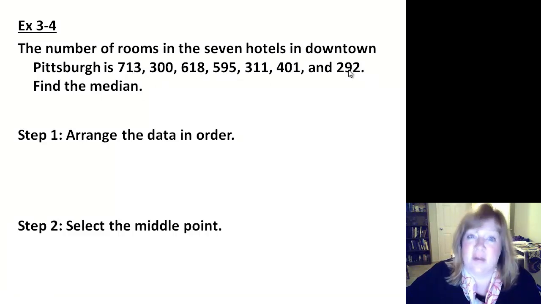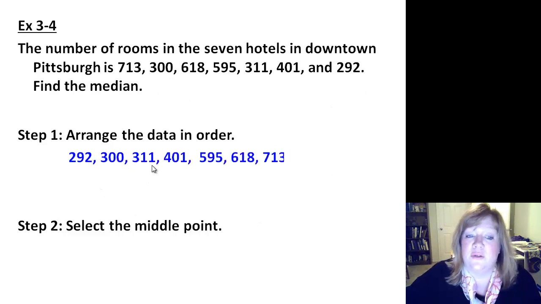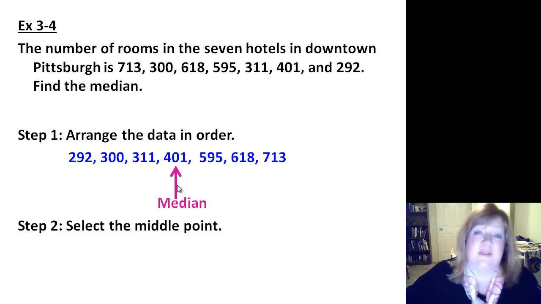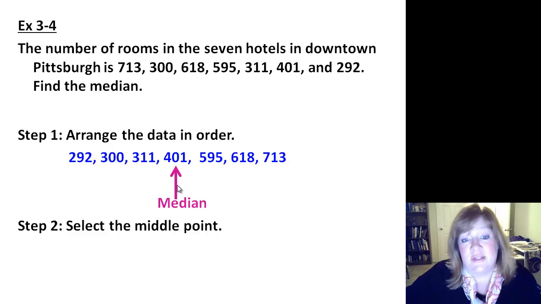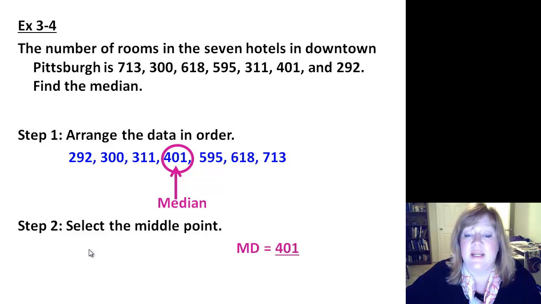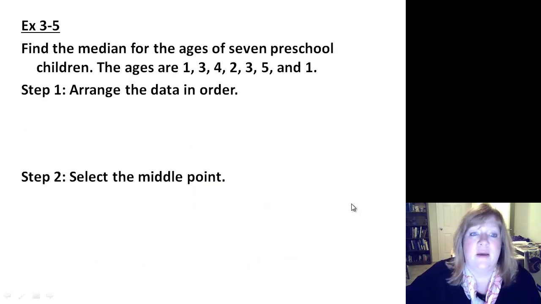Now this is lucky for us. We'll see what happens when we have an even number, because if we have an odd number and we put these in order, 292, 300, 311, and so on, you can tell in the middle, that's the 401. That guy's right in the middle of our data array, and that's the median. Now we'll find out what to do if it's even, but you probably already know that. That's the middle point, so 401 is the median, and here's how we abbreviate it. MD equals 401.